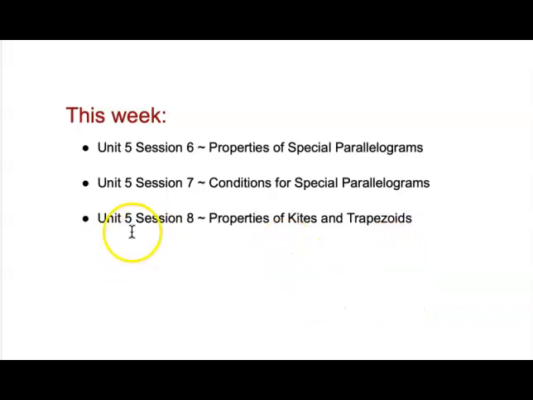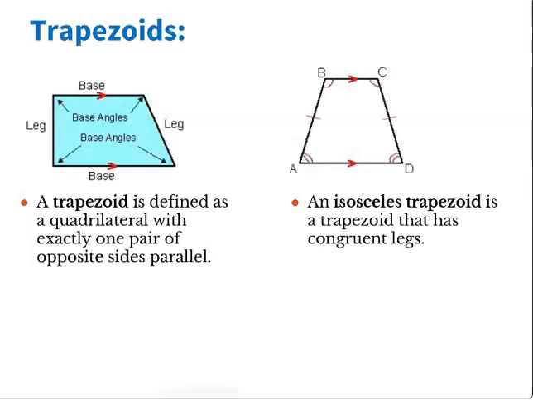And then we're going to finish up with looking at, in session 8, our last types of quadrilaterals we're going to be exploring in Unit 5, and that's kites and trapezoids. So let's go ahead and get started looking at these special parallelograms and kites and trapezoids. So let's go back here.